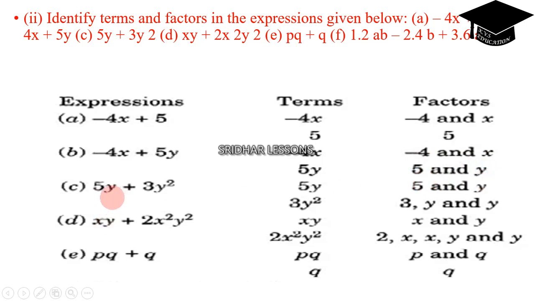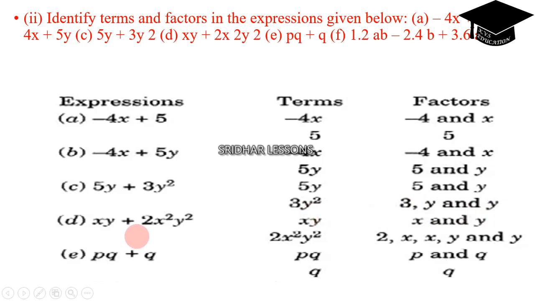Next, question C. 5y plus 3y square. The terms are 5y and 3y square. The factors for 5y are 5 and y. For 3y square, we have the factors as 3, y and y because it is y square.